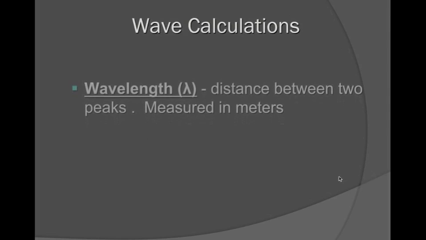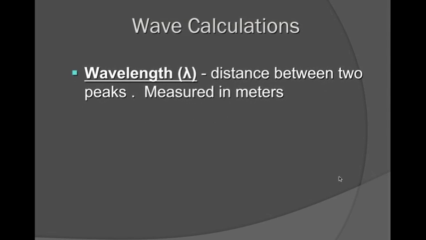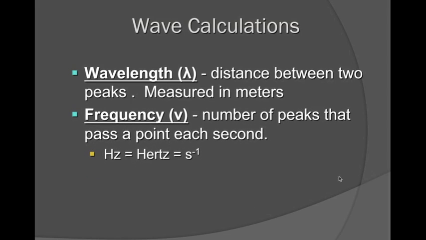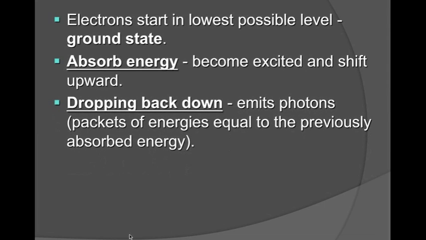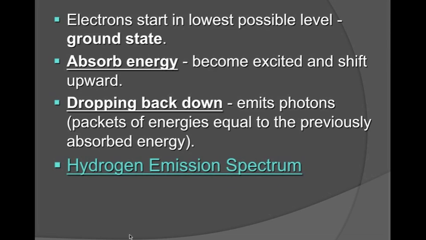Now moving on to wave calculations. Wavelength is the distance between 2 peaks, and it's measured in meters. Frequency is the number of peaks that pass a point each second. We measure that in hertz. And we have the equation for the speed of light, where wavelength times frequency gives us the speed of light. And we know that the speed of light is 3.0 times 10 to the 8th meters per second.